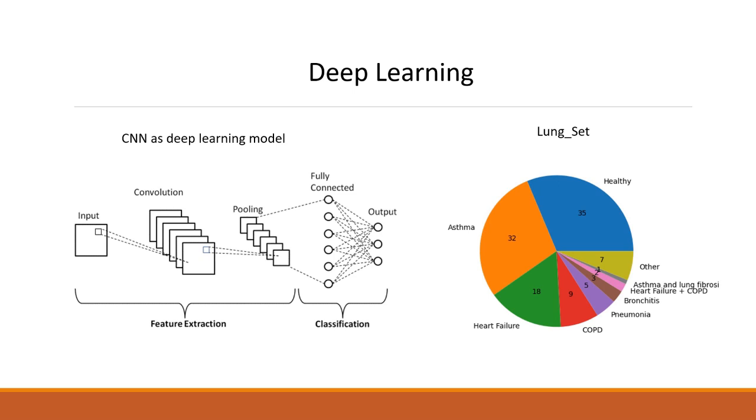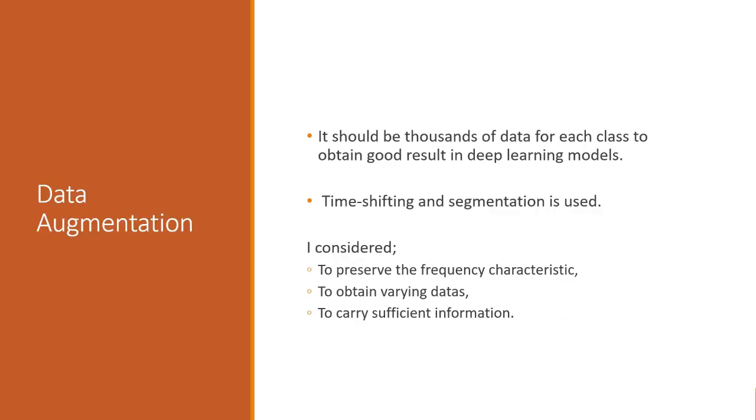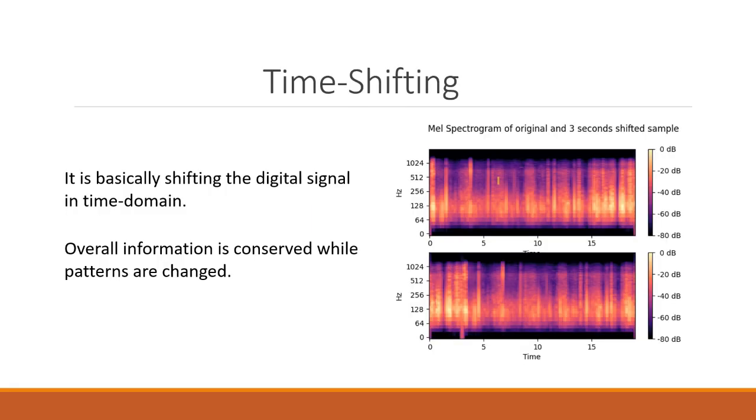with the addition of COPD recordings. Since I don't have sufficient data to train the deep learning model, I use data augmentation. When I choose the data augmentation method, I consider preserving the frequency characteristic of the lung sound. The new data should have different characteristics and they should carry sufficient information about the lung diseases. So the selected data augmentation methods are time shifting and segmentation.